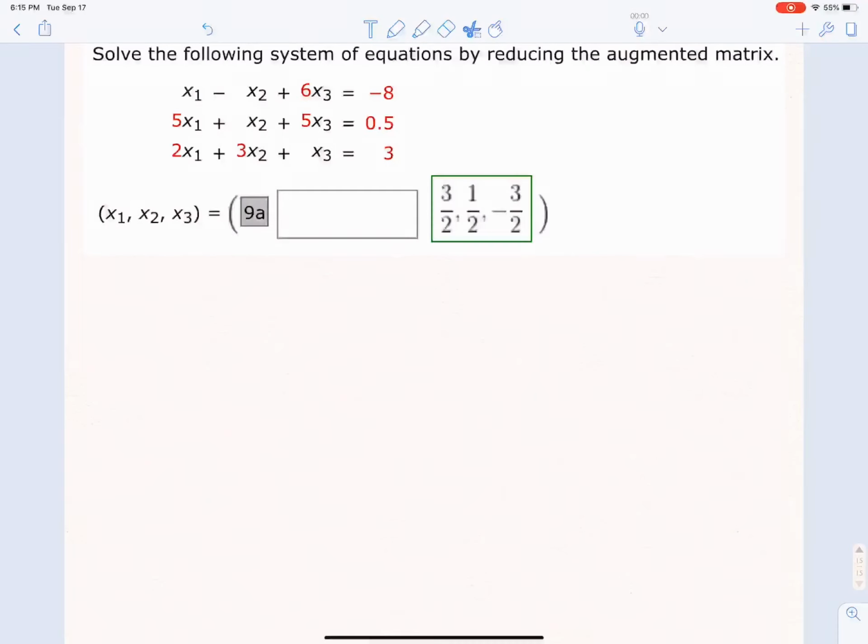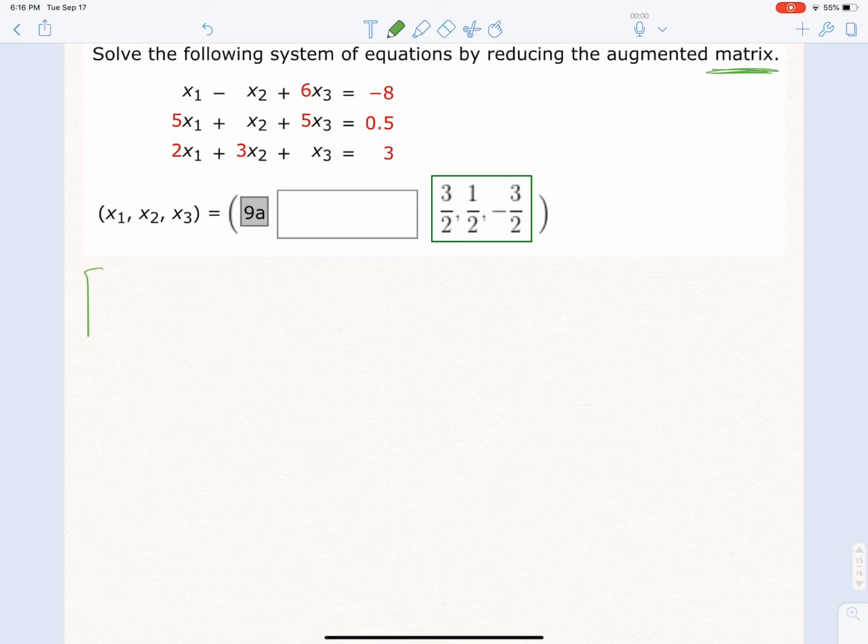All right, so here we go. We're going to solve this system of equations. There it is, the answer: 3/2, 1/2, -3/2. So we have the answer. Now we're going to solve it using a matrix, okay? It says use a matrix.